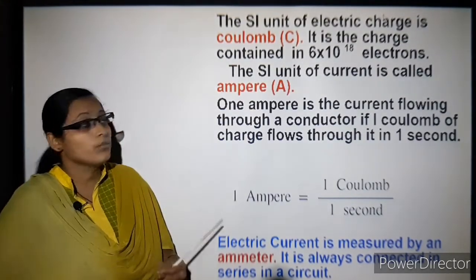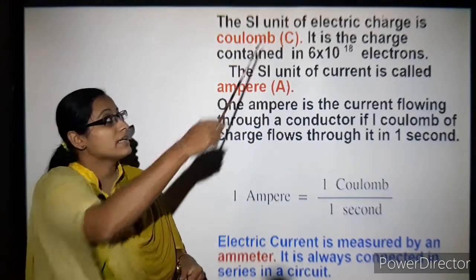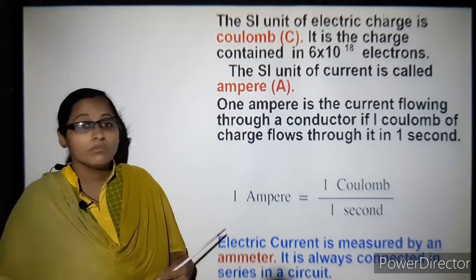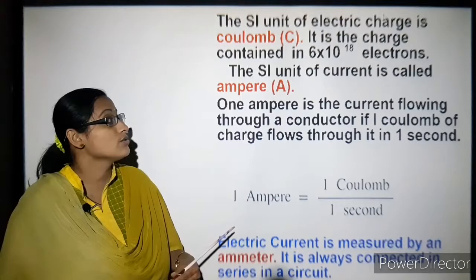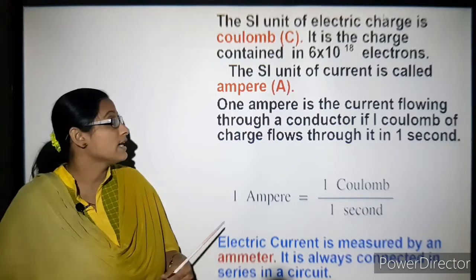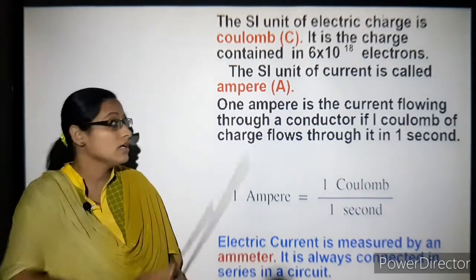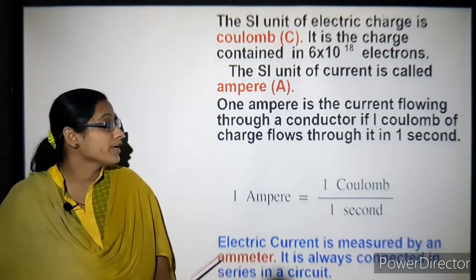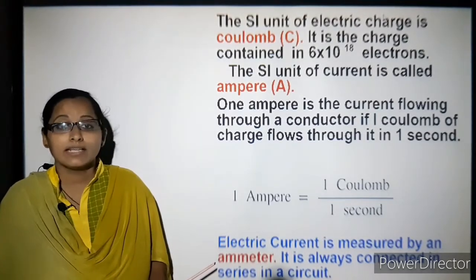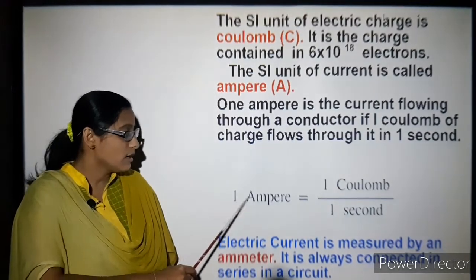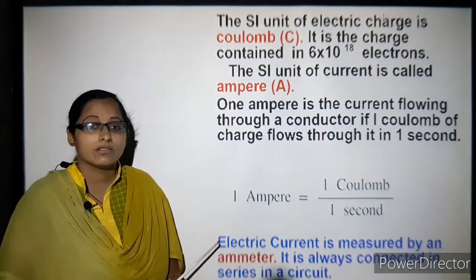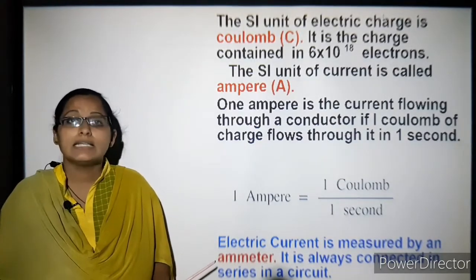So let's understand more about electric current and charge. The SI unit of electric charge is known as coulomb. It is represented by C. What is coulomb? It is the charge that is contained in 6 into 10 to the power of 18 electrons. The SI unit of current is called ampere and represented by A. 1 ampere is the current flowing through a conductor if 1 coulomb of charge flows through it in a second. So 1 ampere is equal to 1 coulomb by 1 second, or 1 ampere is equal to 1 coulomb per second.